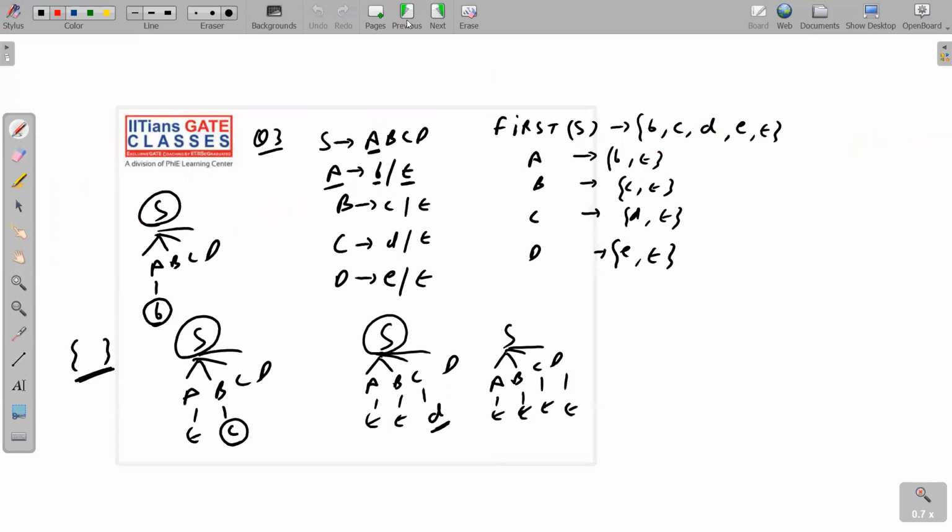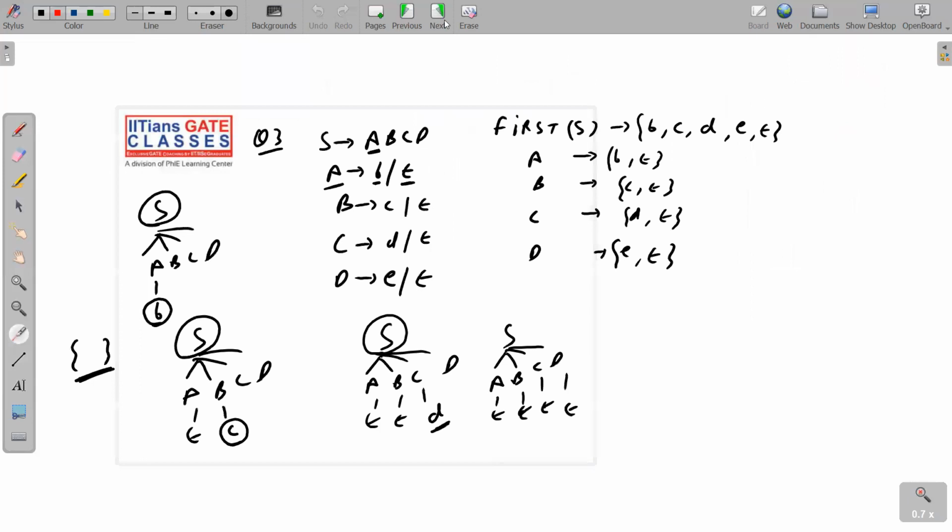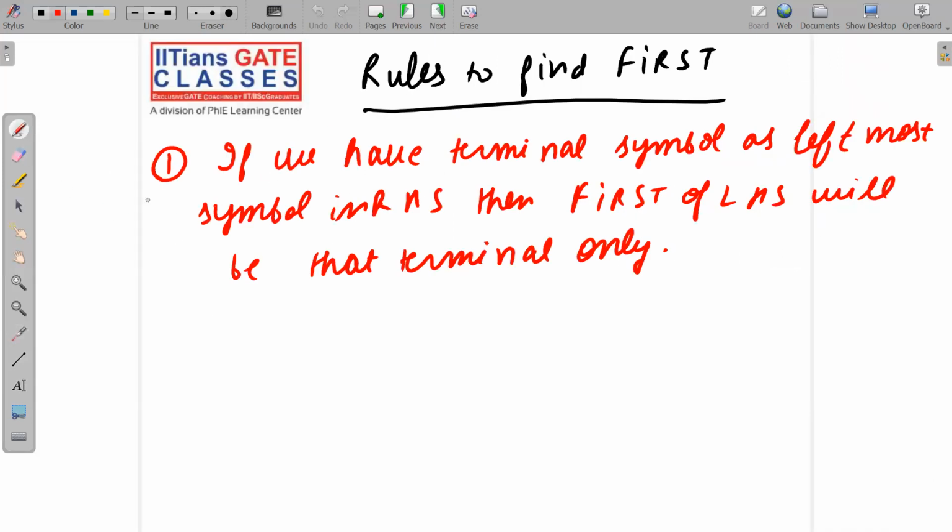So an example for this rule will be the very first example. See here, the right hand side is a terminal symbol. So first of S will be that terminal symbol only. Similarly here, terminal symbol. So first of A will be B, first of B will be C, and so this is our first rule. Now see the second.